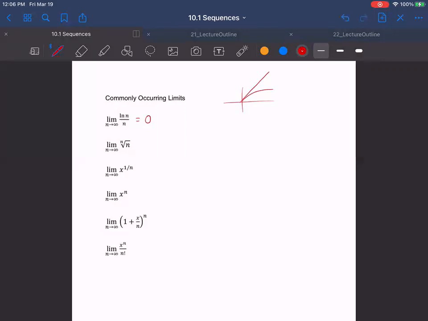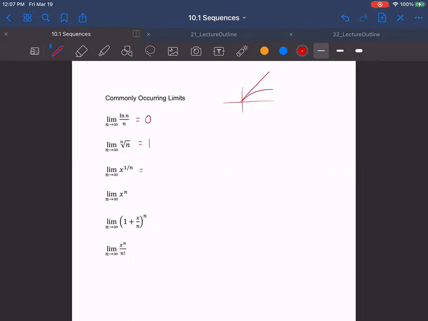The nth root of n, any guesses? Close. 1. It goes to 1. We can almost play the does it go to 0 or does it go to 1 game. Root 3 to the 1/3, 4 to the 1/4, 5 to the 1/5. They're getting closer and closer to 1.